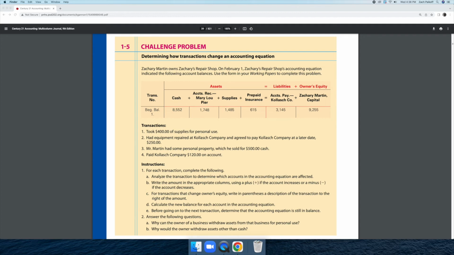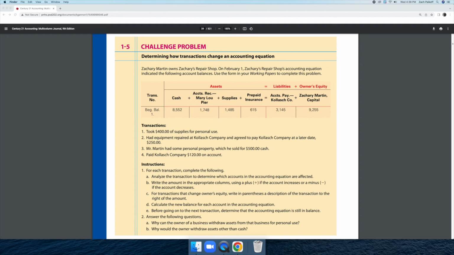Letter C. For transactions that change owner's equity, write in parentheses a description of the transaction to the right of the amount. Letter D. Calculate the new balance for each account in the accounting equation. And for letter E, before going on to the next transaction, determine that the accounting equation is still in balance.